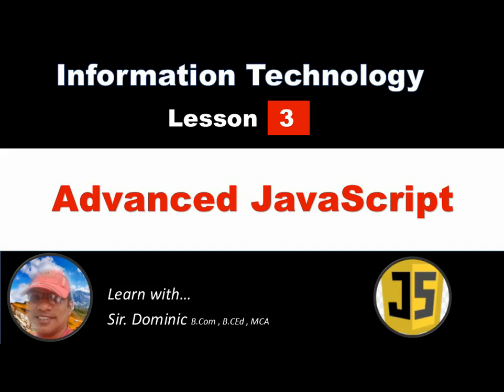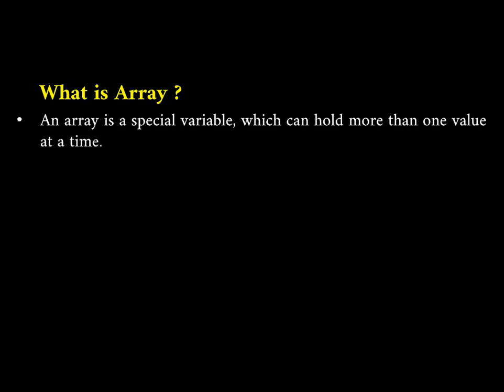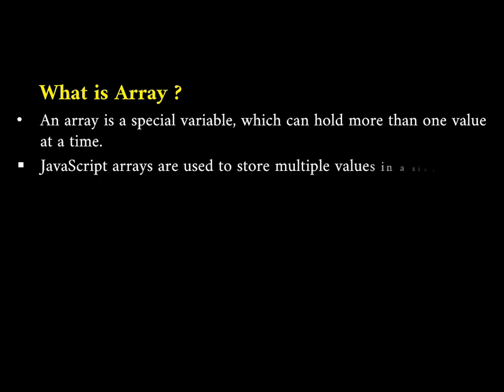In this lecture you are going to learn about arrays. What is an array? An array is a special variable which can hold more than one value at a time. JavaScript arrays are used to store multiple values in a single variable.